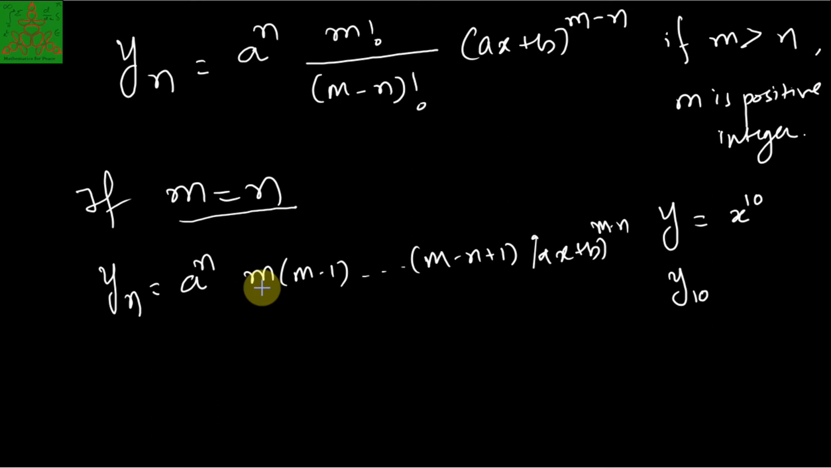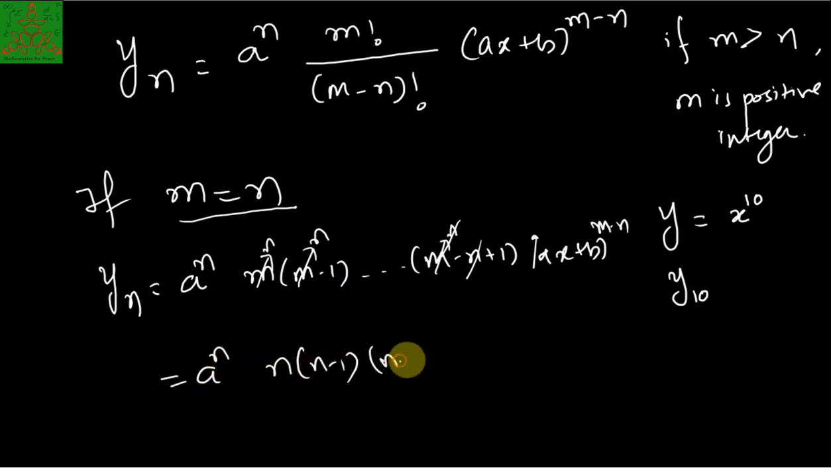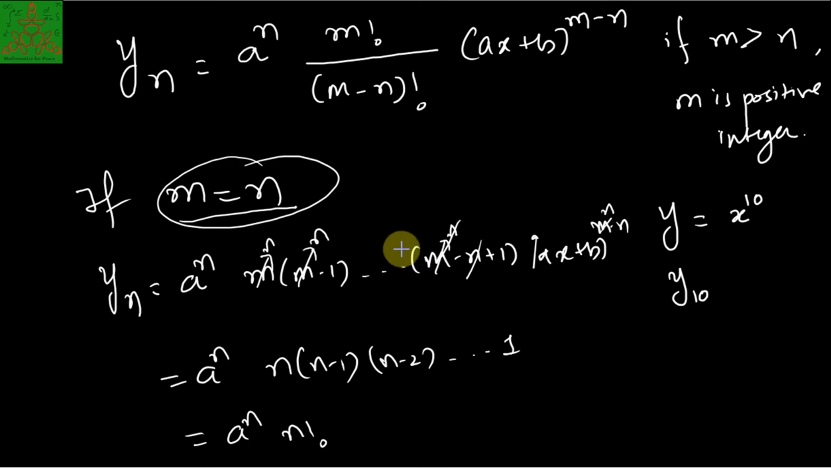So this will give me n, this will give me n, this gives me n, but this n will get cancelled out. So we'll have 1 here. So we'll have ultimately a^n into n(n-1)(n-2) up to 1. And this m is also n. So (n-n), (ax+b)^0 is there. So ultimately what we get is a^n into n factorial. If m equals n, then it is n! into a^n.